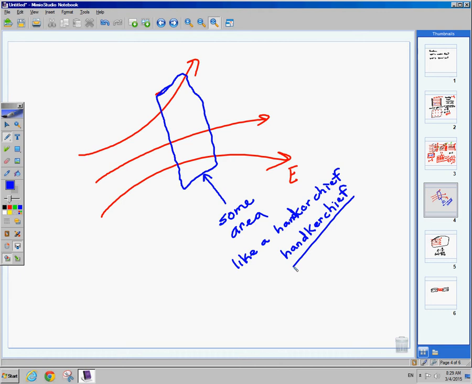So this area, that's correct. Thank you very much. This area is going to have flux going through it. And if we want to calculate how much flux is going through that area, we're going to have to break that handkerchief area up into little baby areas. Like a little area right there.